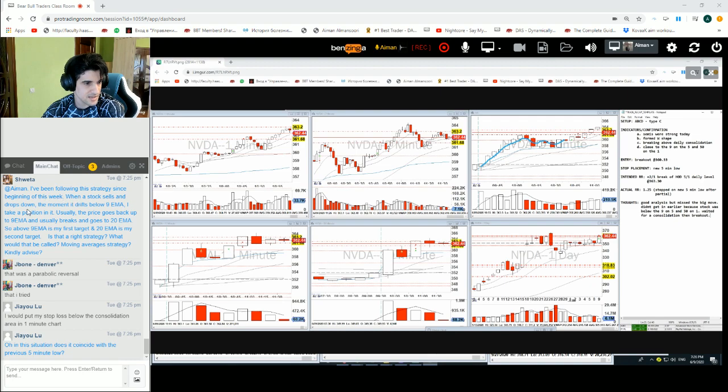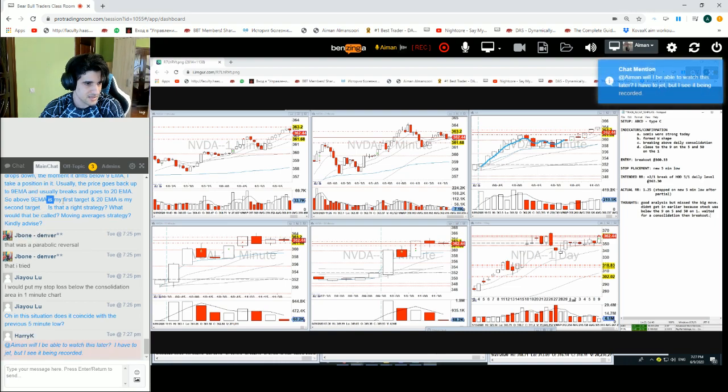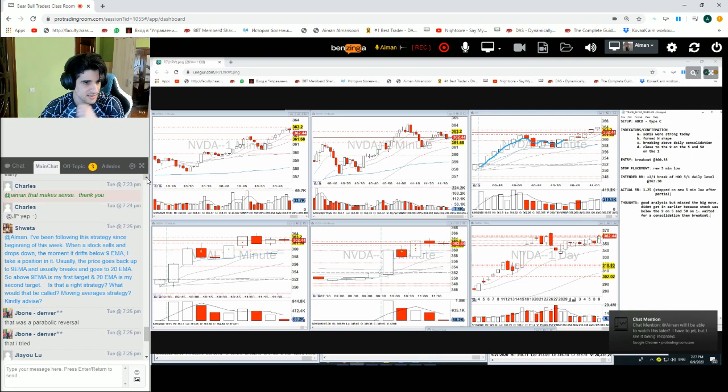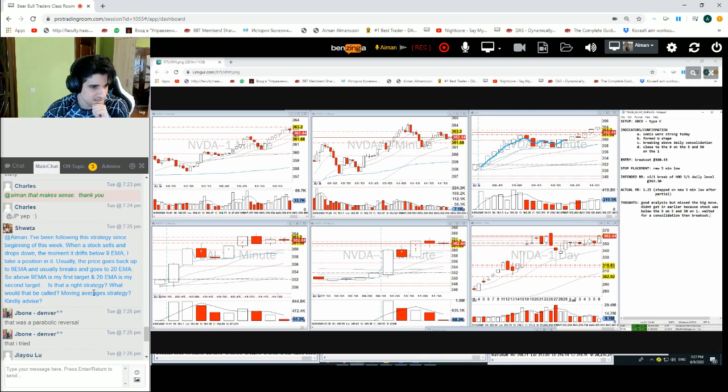When the stock sells and drops down, the moment it drifts below the 9, I take a position in. Usually the price goes back to the 9 and usually breaks and goes to the 20. So above the 9 EMA is my first target, and the 20 is my second. Is that the right strategy? What would that be called?